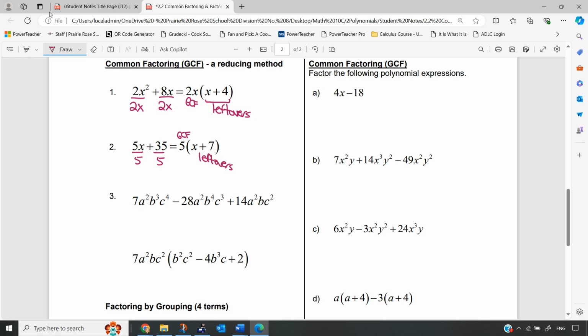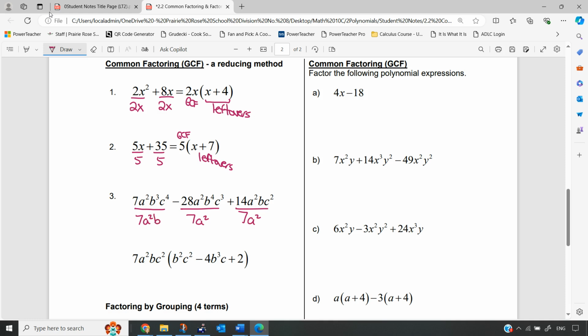Moving on to example 3, I have a 7, a negative 28, and a 14. My smallest coefficient is 7. I can divide 7 out of each of those terms, so that's part of my GCF. Then I look at my variables. I have an a squared, an a squared, and an a squared, so I can divide a squared out of each of these terms. And then I have a b cubed, a b to the fourth, and a b.